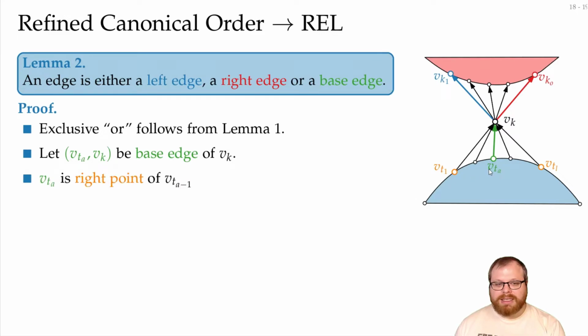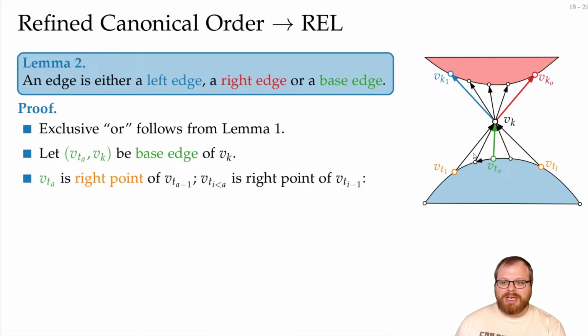Then VTA is the right point of this vertex. Why is that the case? We chose VTA in a way that it has the smallest index. So the edge must be outgoing from here to here. And now this edge here is outgoing, and if we follow in circular order we get the first incoming edge. So this is the right point, because it's the rightmost incoming edge. And with a similar argument we can continue from here. Every vertex here is the right point of the next one in this order.